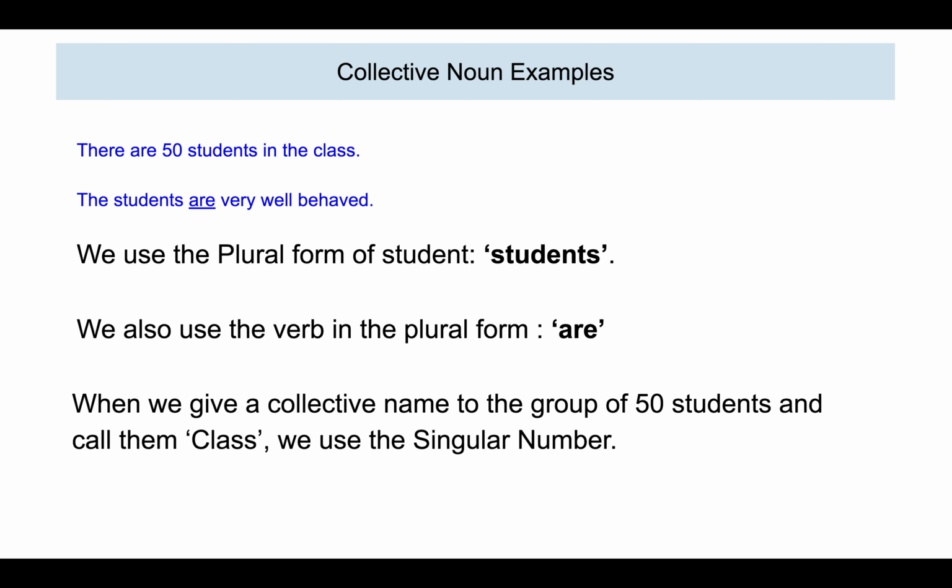But what happens when we give a collective name to the group of 50 students? So instead of saying that there are 50 students in the class, we have grouped them together and we call the students class. In this case, when we use the word class in a sentence, we have to use the singular number. See this example. The class is very well behaved. Actually, this class consists of 50 students, but we are not going to use the plural because we are not taking the students individually. We have taken them as a group, and the group has been given a name, class. So now the class is only one. So that is why the verb is singular, and we say the class is very well behaved.